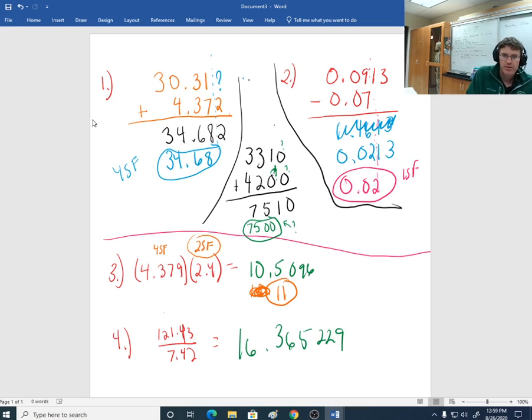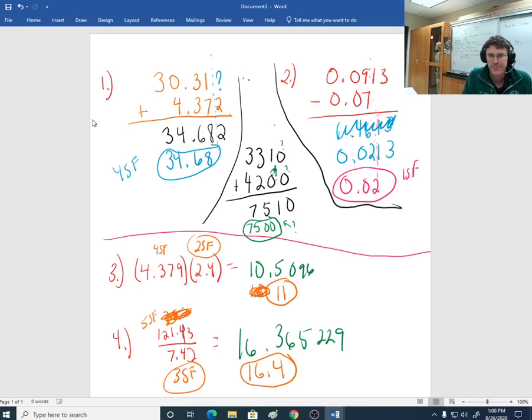How about this one? 3 sig figs, or sorry, 3 figs. 4, 5. You've got to be able to count, Mr. Endershot. 5 sig figs, geez. And this one is 3 sig figs, all right, so which one's smaller? 3, so you can only report 3. 16.4, you round up. All right.